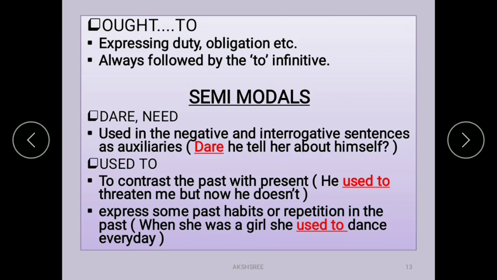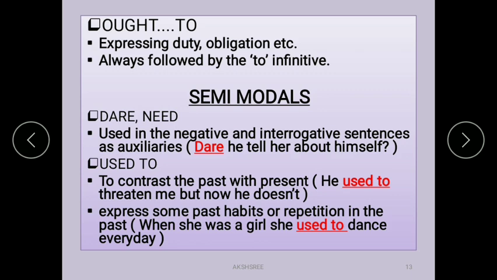Next one is ought to. What is ought to? It expresses duty, obligation, etc. It is always followed by the to-infinitive. Ought to will always be followed by the to-infinitive.